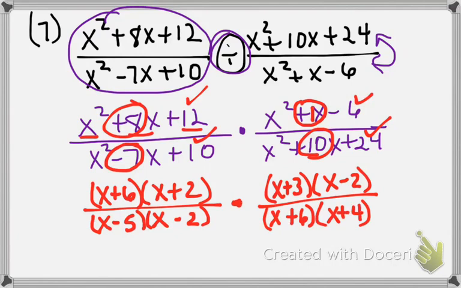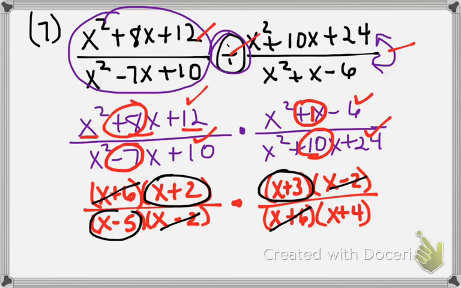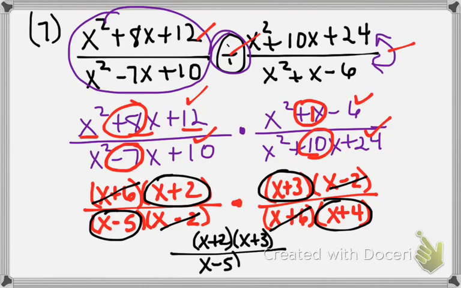So the first thing we did was keep, change, flip. Then we factored it, and now all we have to do is cancel. So I see x plus 6 cancels with x plus 6. X minus 2 cancels with x minus 2. And that leaves us with x plus 2 times x plus 3 over x minus 5 times x plus 4. So my solution will just be x plus 2 times x plus 3 over x minus 5 times x plus 4.